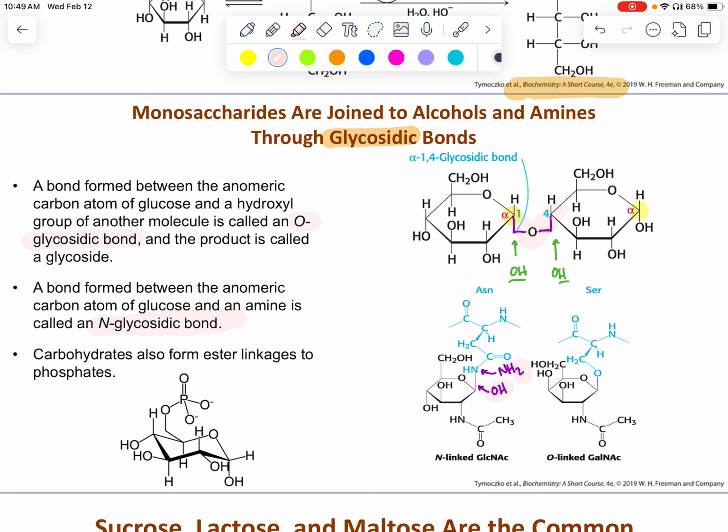Okay. Over here on the right, we're linking to serine, another amino acid. So we had an OH on this carbon, and we had our OH on that side chain. And again, water is leaving, so now we have another O-glycosidic bond. We can also form linkages to things like phosphates, so you can see the formation here with phosphate, and we'll be looking at that more later this semester.